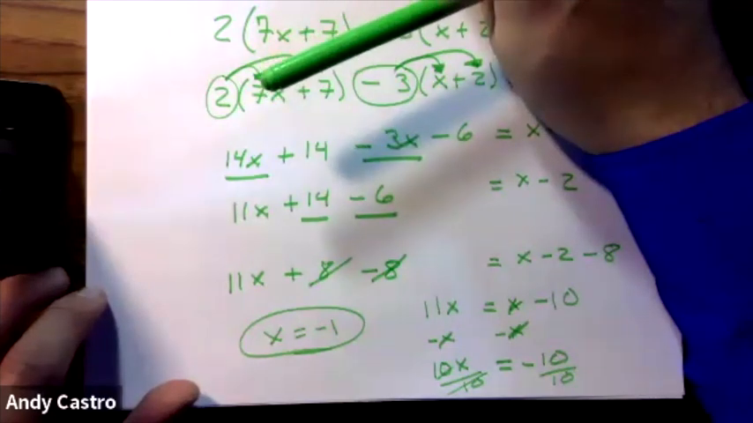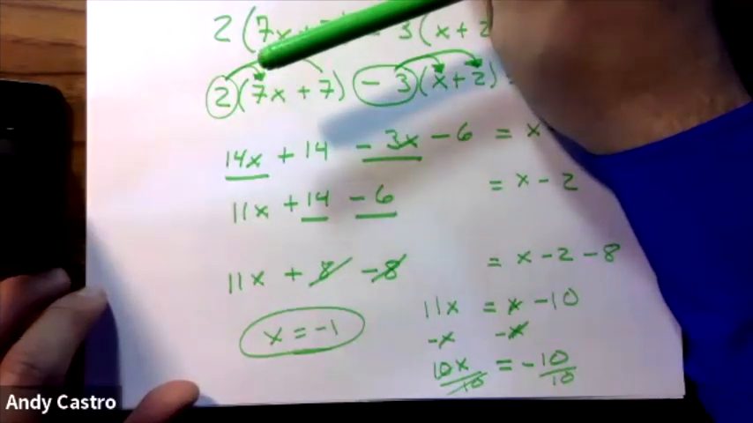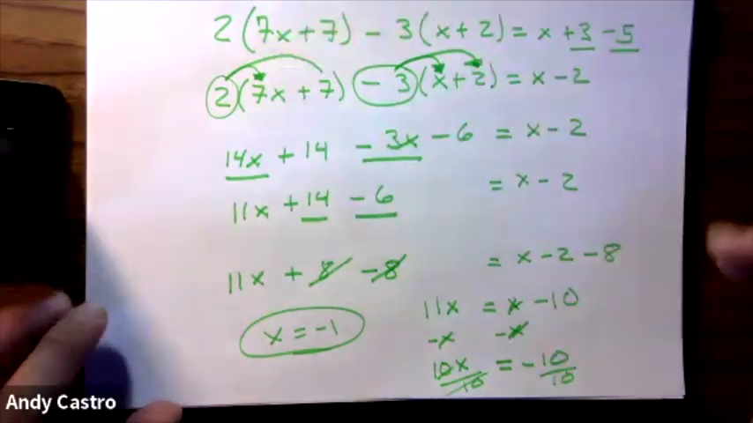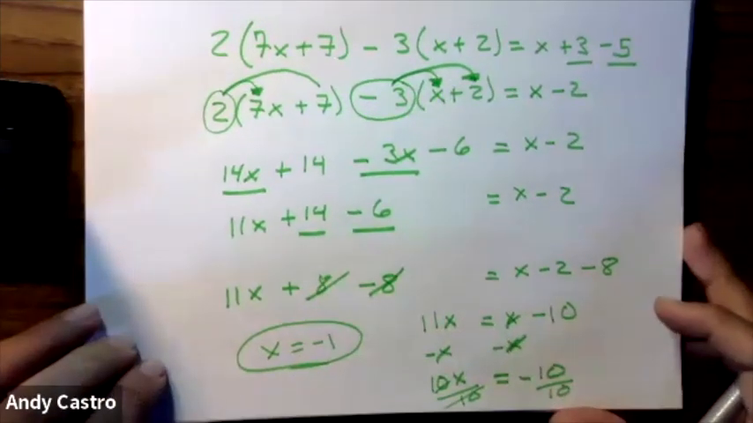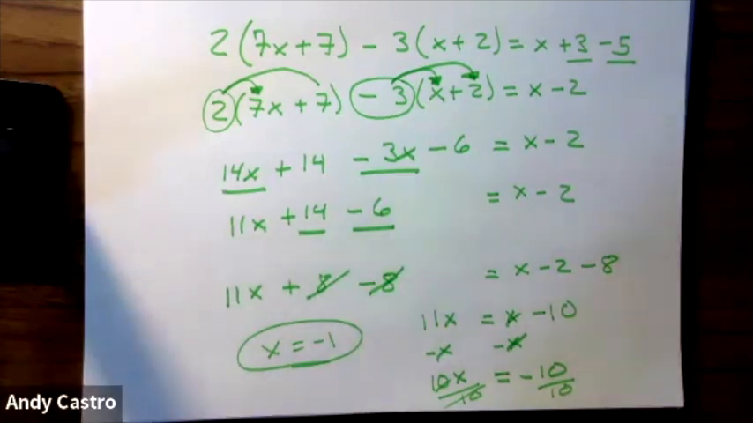All right, a couple of you messaged in. Good job. A couple of you got it right. Some of you not so much. And that's okay. Make sure you copy down what I got here. X is equal to -1.